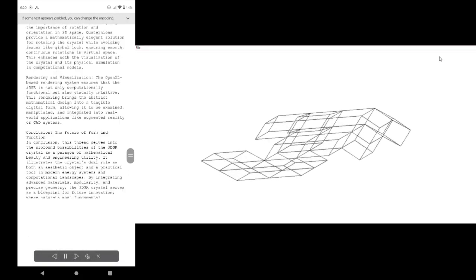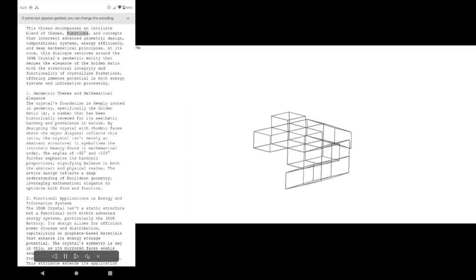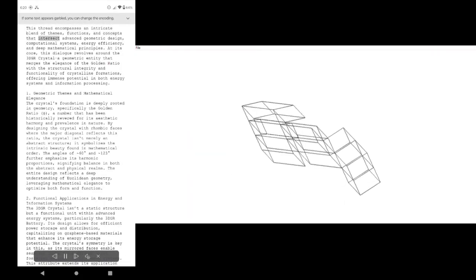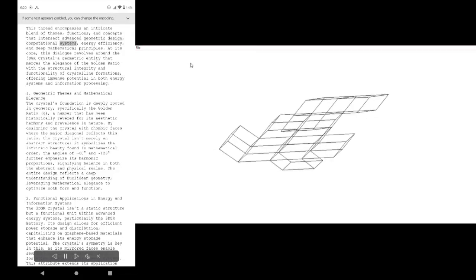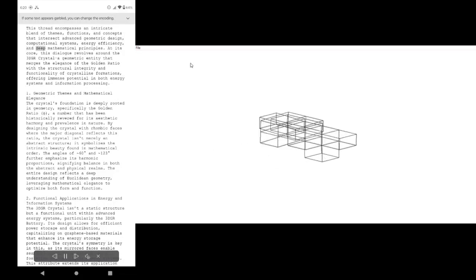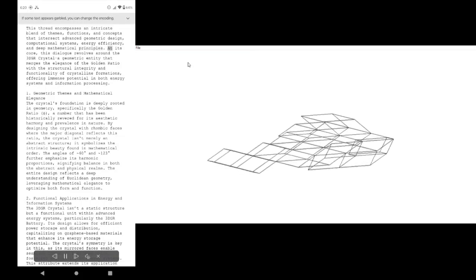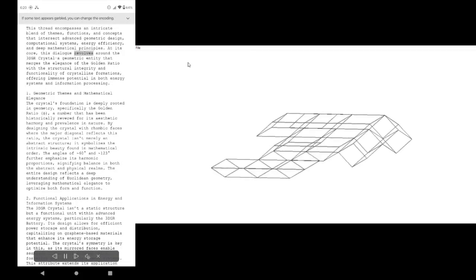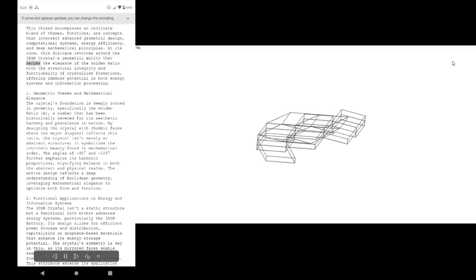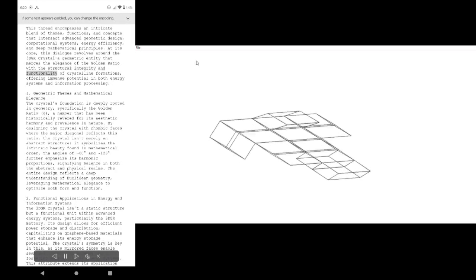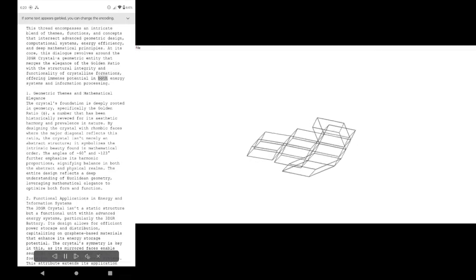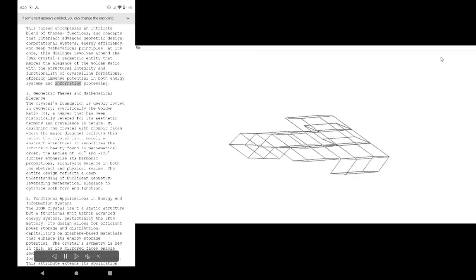This thread encompasses an intricate blend of themes, functions, and concepts that intersect advanced geometric design, computational systems, energy efficiency, and deep mathematical principles. At its core, this dialogue revolves around the 3D GR crystal, a geometric entity that merges the elegance of the golden ratio with the structural integrity and functionality of crystalline formations, offering immense potential in both energy systems and information processing.